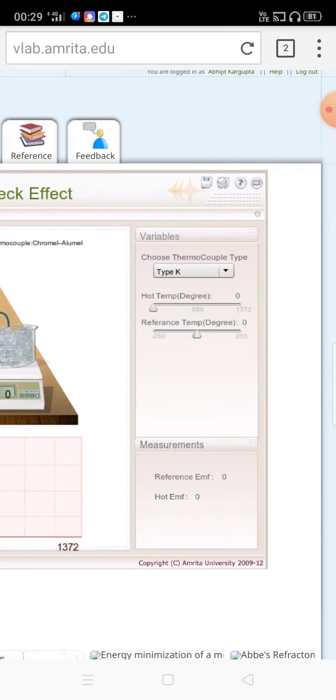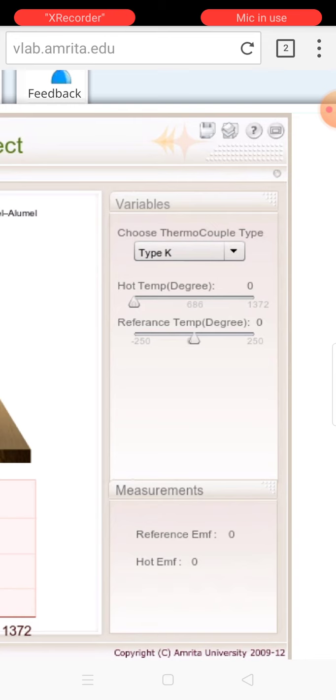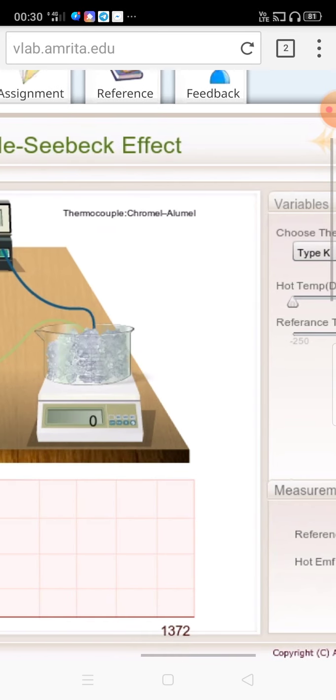So now if you choose any type, say K, there are hot temperature degree and reference temperature degree. Now you should know that this slider will allow the temperature to be changed, but the reference temperature will always be the same and the hot junction temperature will always be changed. Now look over the diagram.